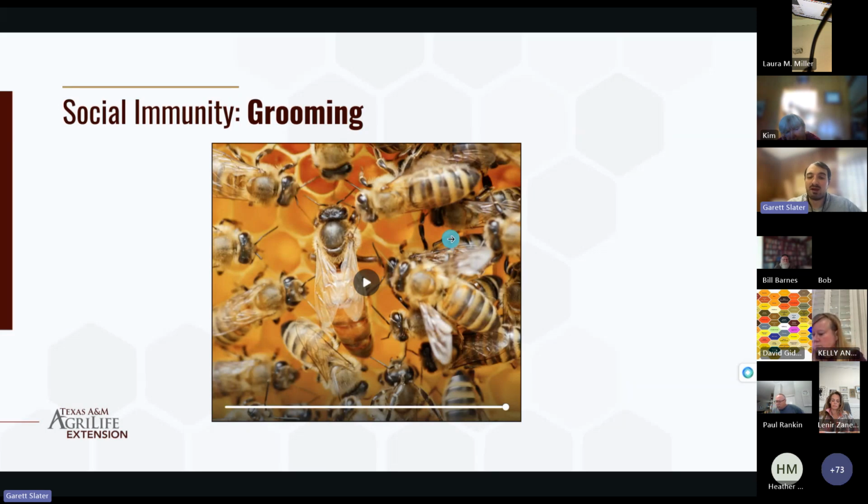And so I talked a little bit about grooming last week about how this is used to spread pheromones throughout the colony from the queen. It's used to make sure the queen is clean, but it's used for disease resistance and social immunity also.